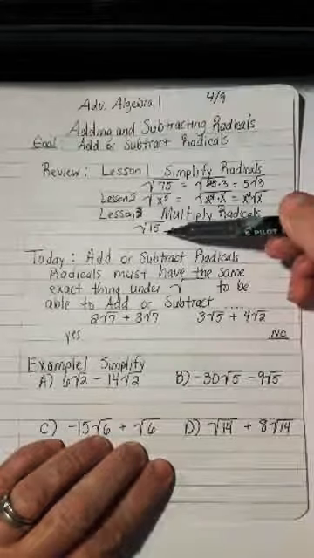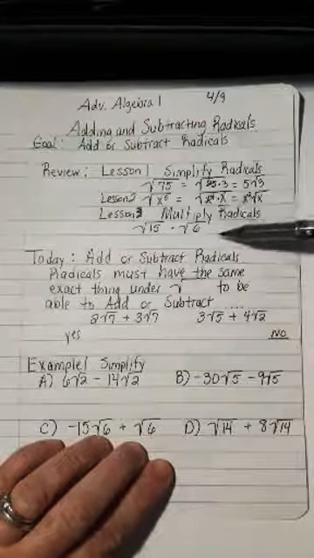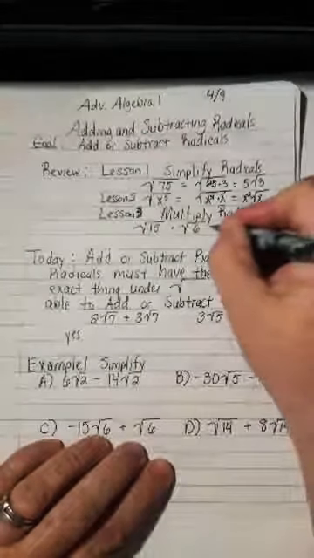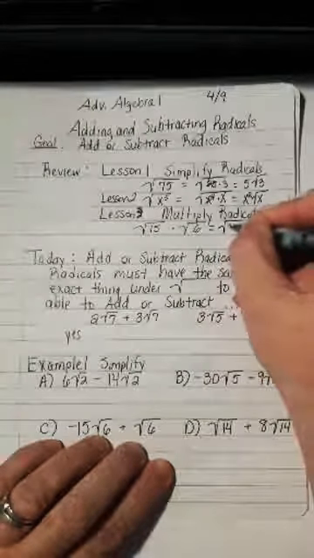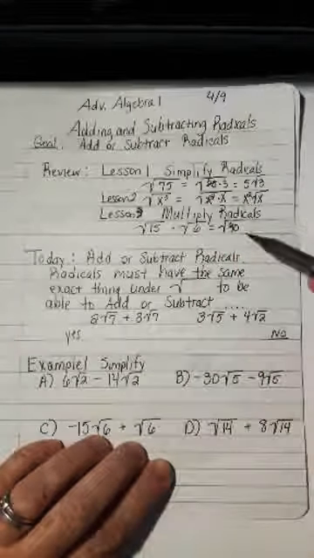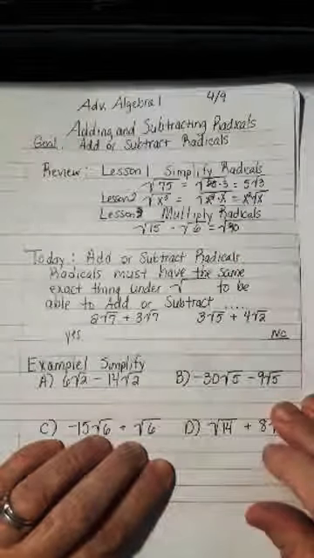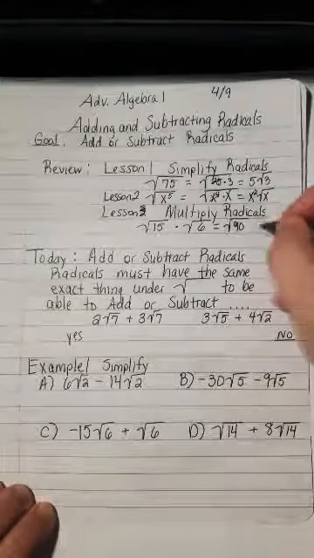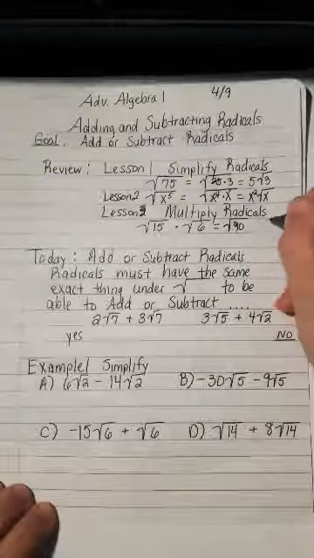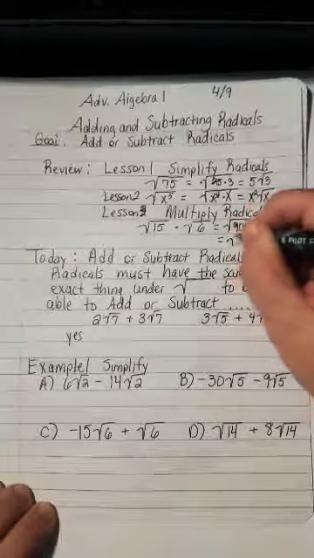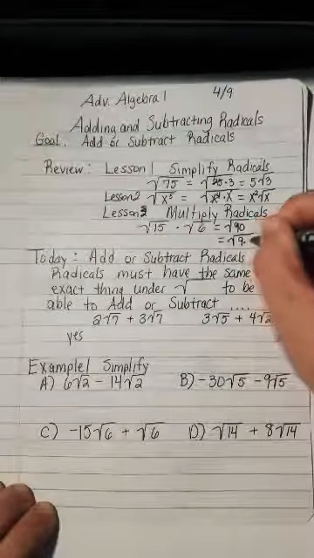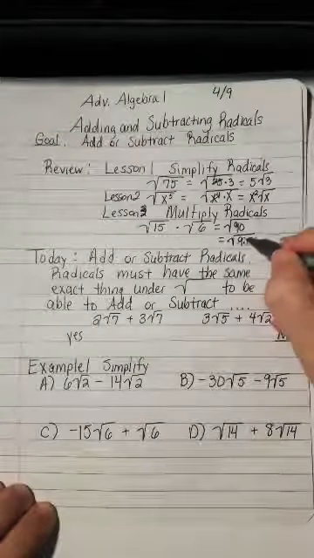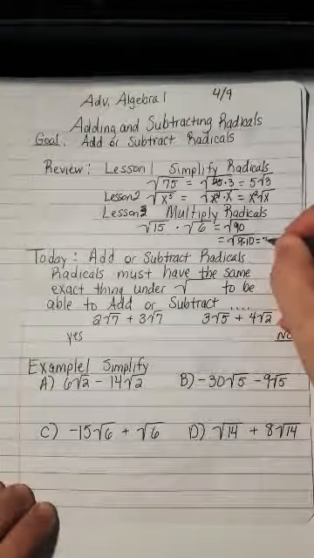So we're going to multiply the square root of 15 times the square root of 6. Remember, you just multiply those two numbers together and you get the square root of 90. And then you have to simplify the square root of 90. And the perfect square factor that goes into 90 is 9. So I'm going to factor that as 9 times 10. And then you take the square root of 9, which is 3.